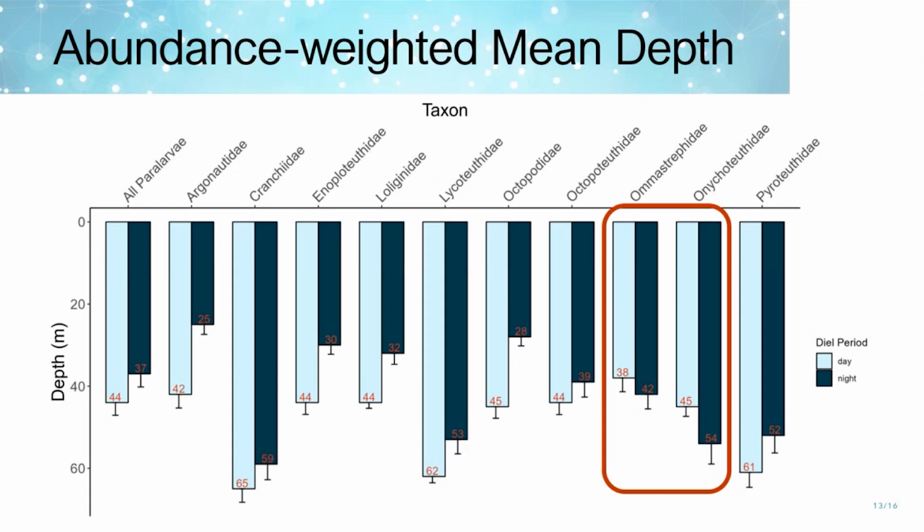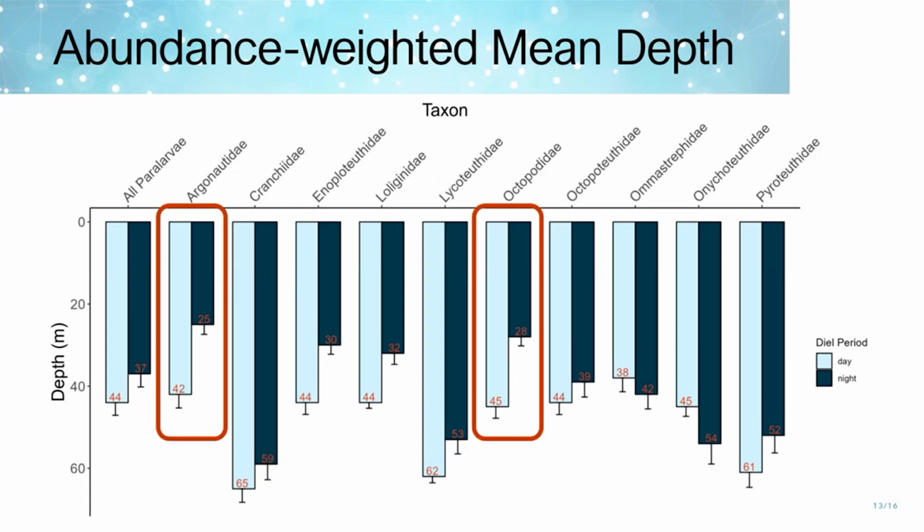For most of these taxa, the difference between the day and night center of biomass is pretty small. The largest difference is about 17 meters, and that is for Octopodidae and Argonautidae, which have a center of biomass 17 meters deeper during the day than at night. This information also supports the hypothesis that some taxa of paralarvae perform diel vertical migrations.